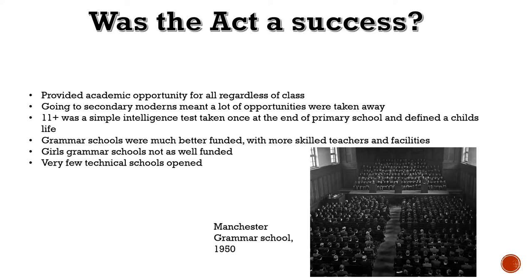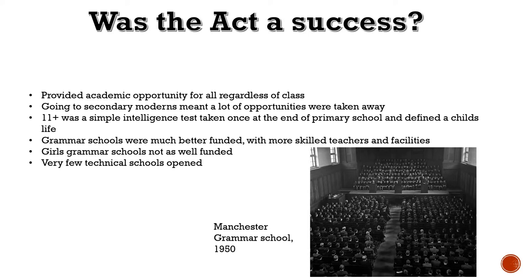Going to secondary moderns meant a lot of opportunities were taken away, though, because the 11+ was just an intelligence test, and it was taken at the end of primary school, and it basically defined their life. So if they woke up and had a bad day and failed it, when on a good day perhaps they would have passed it, that's it, they're not allowed to go to grammar school. There's no retaking it, that was that.